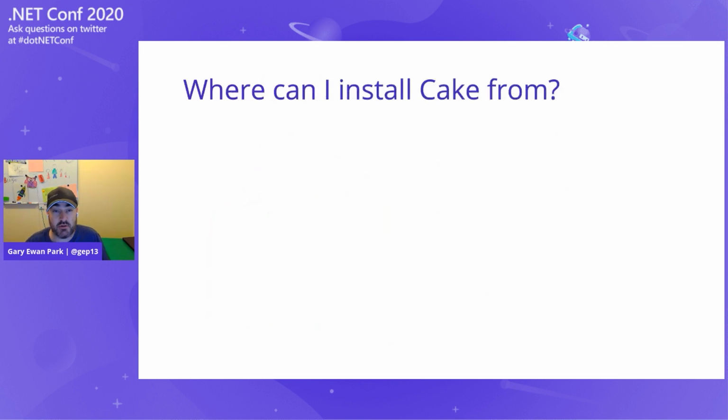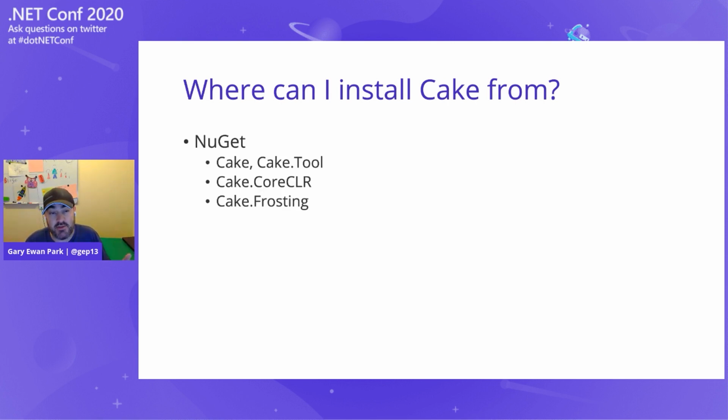So the question that naturally comes up is, well, where can I install Cake from? Cake as a project has been around for a little while now, so we've gone through some different iterations in terms of .NET, whether it's full framework .NET, .NET Core, and now with .NET 5 coming into play. So there are different packages that you can use. Up on NuGet, you will find the Cake package, which is the cake.exe. That'll run on .NET Framework and on Mono.